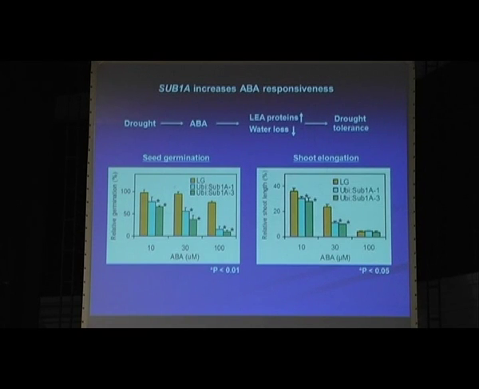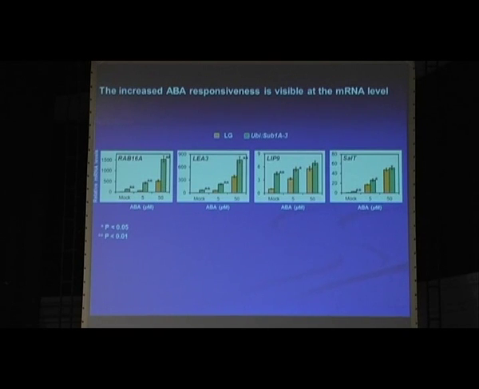And this is shoot elongation data. Shoot elongation is also inhibited by ABA. And again, consistent with the seed germination, in the transgenic lines, shoot elongation was more severely inhibited by ABA. So these 2 data indicate SUB1A increases responsiveness to ABA. And this is physiological observation, and we also did a molecular experiment.